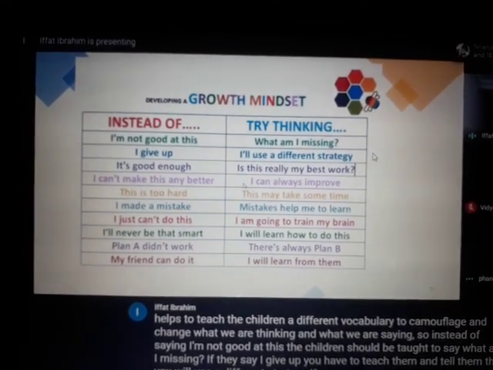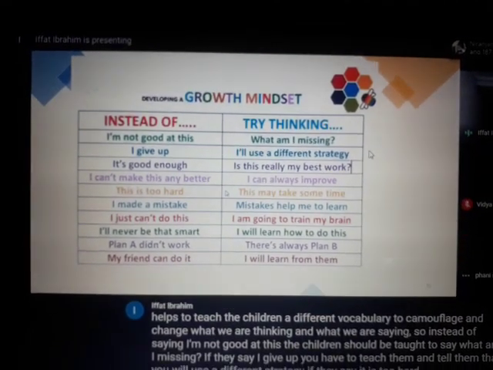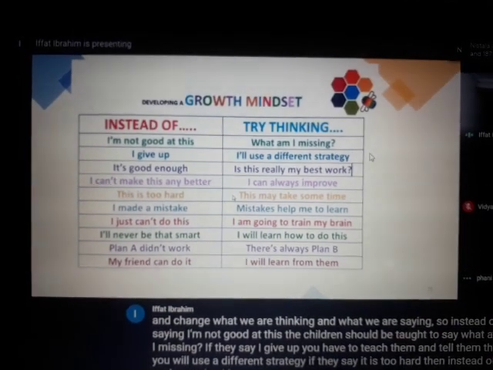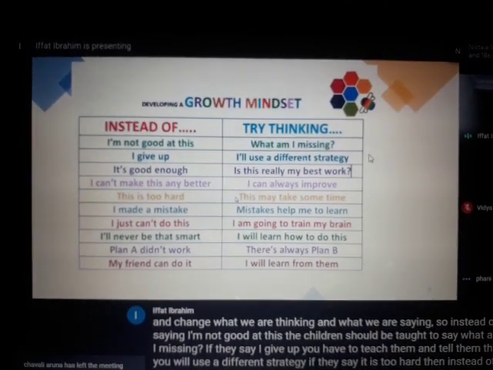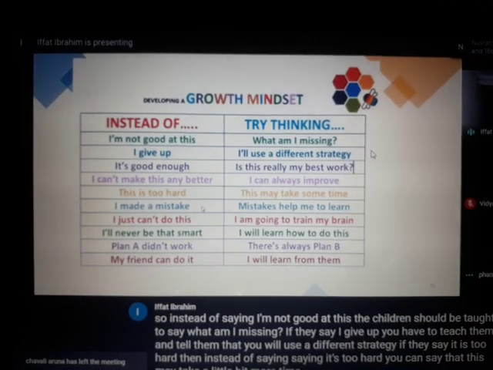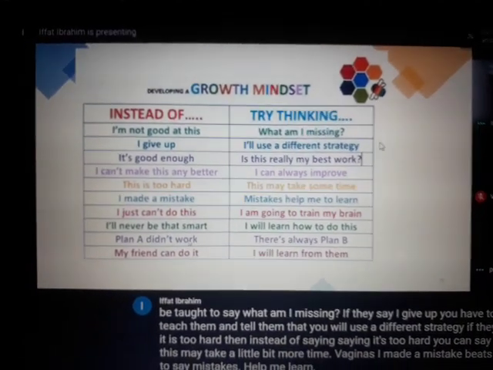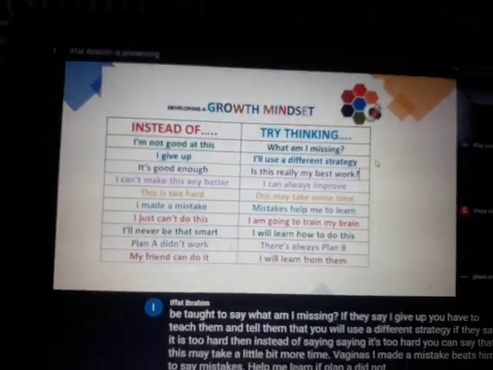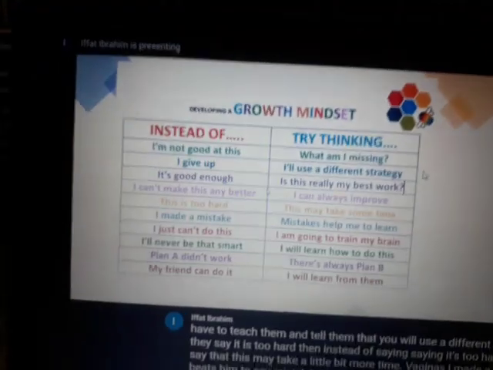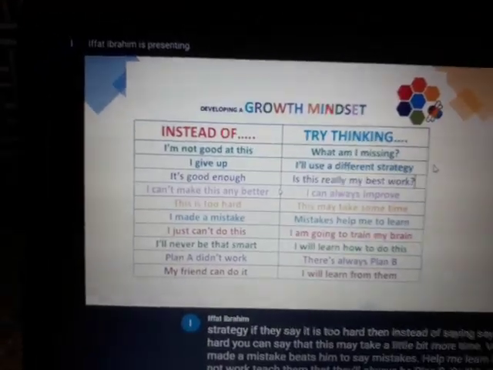If they say it is too hard, you can teach them to say that this may take a little bit more time. If a child says, I made a mistake, teach him to say, mistakes help me learn. If plan A did not work, teach them that there'll always be plan B. So this will help in the growth of their mindset.